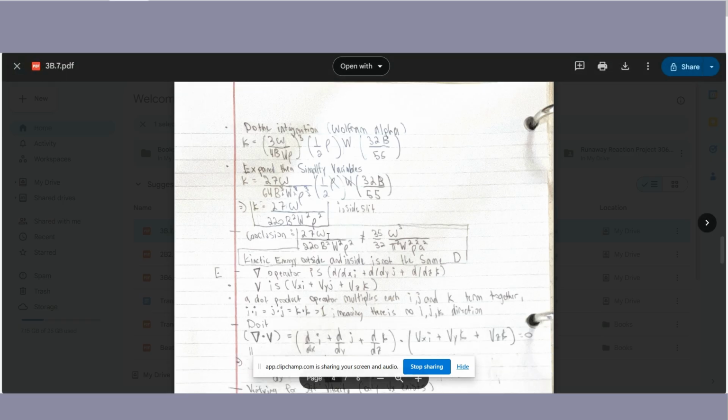And then obviously maybe you can somehow figure out a way to make that equal, but I really don't think it's equal, and I didn't attempt it. So I'm going to say the kinetic energy inside and outside is not the same.